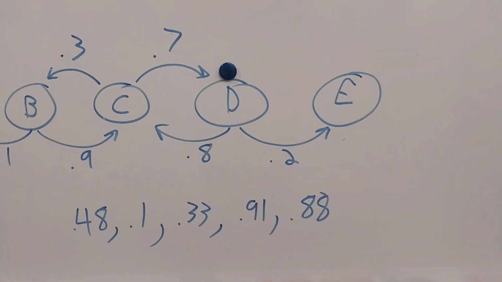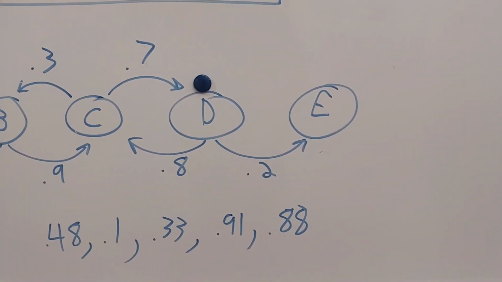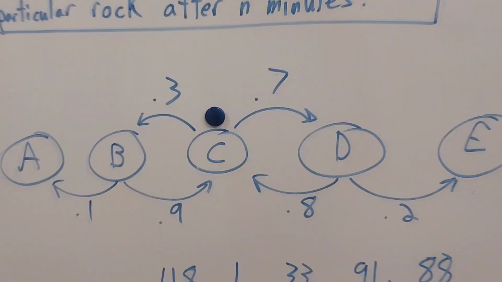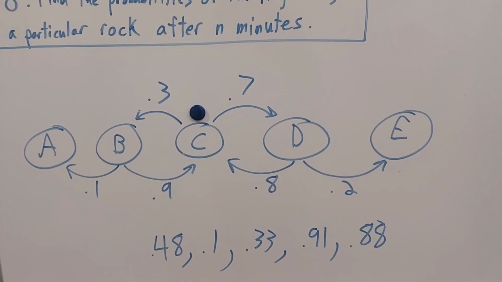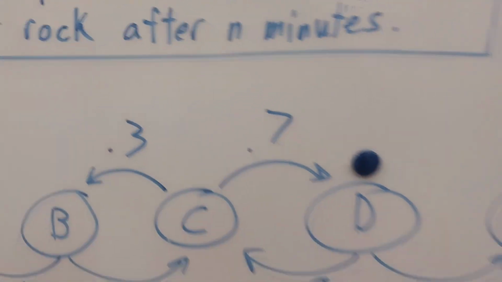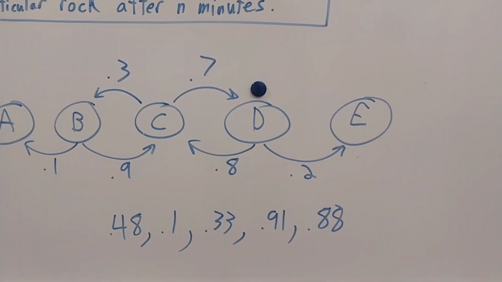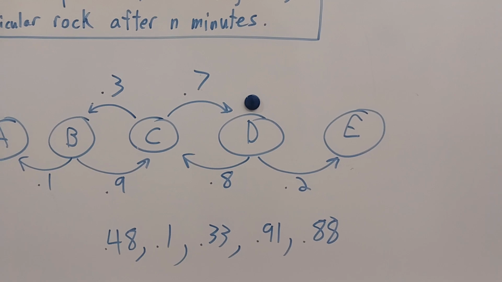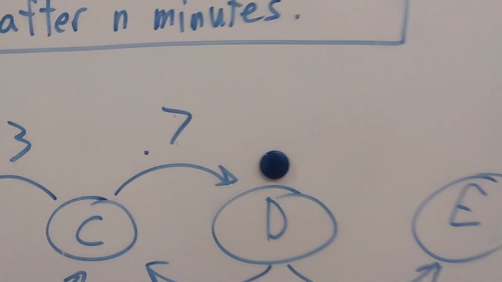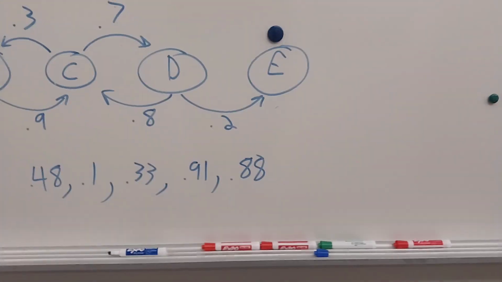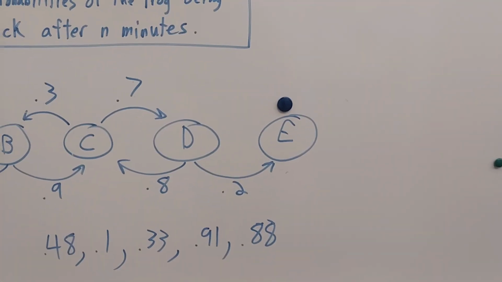Next number was 0.1. That is less than 0.8. So I jump in the less than direction. Next number was 0.33. That's bigger, so I jump back. This frog just gets hopping back and forth between C and D. 0.91. That is bigger than 0.8. And so I jump over here, and that's actually the end of the story. This last number, 0.88, I didn't need it.